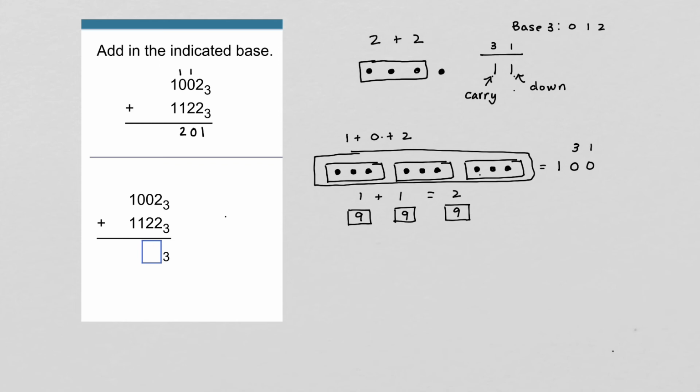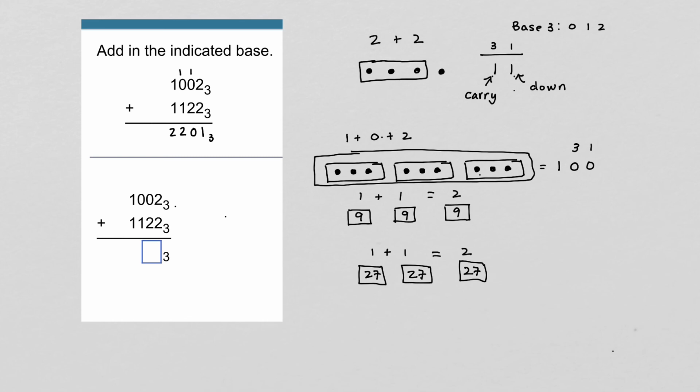And then in the next place value, we have 1 plus 1 again, but this is groups of 27. And that makes 2 groups of 27 and nothing to carry over. So that is a 2 as well, and it's in base 3. So that's how you add in a different base other than base 10. You want to look at how many groups of things you have and carry over.